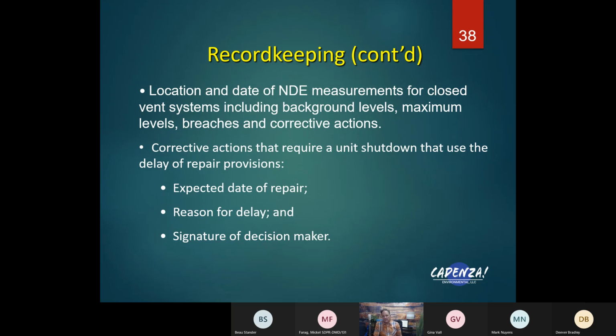Most of the time, in my experience, most of the repairs that need to happen, like sealing up a junction box cover because it had a hole in it or something like that, can be done without a unit shutdown, and therefore delay of repair would not be allowed or advised. But there might be some cases where there's a drain under a unit and you just can't get to it or do the repairs safely. If that's the case, then all of that information needs to be recorded, especially the expected date of when the repair can happen, the reason for the delay, and even the signature of the decision maker to delay that repair. And make sure you're keeping records of that.